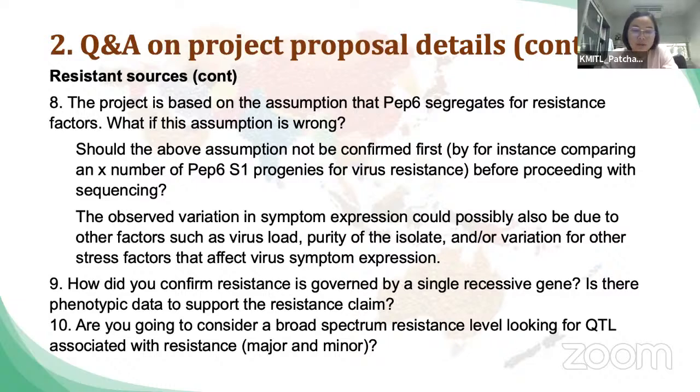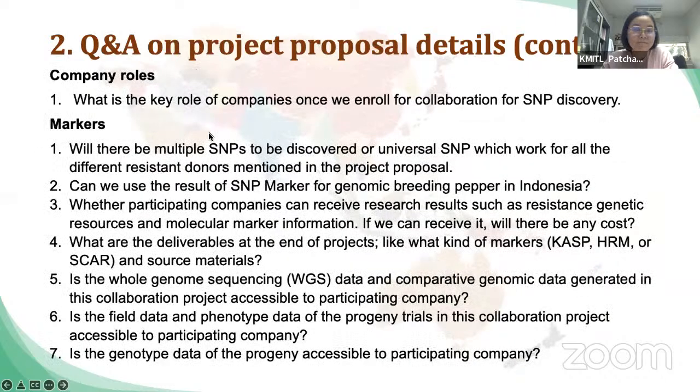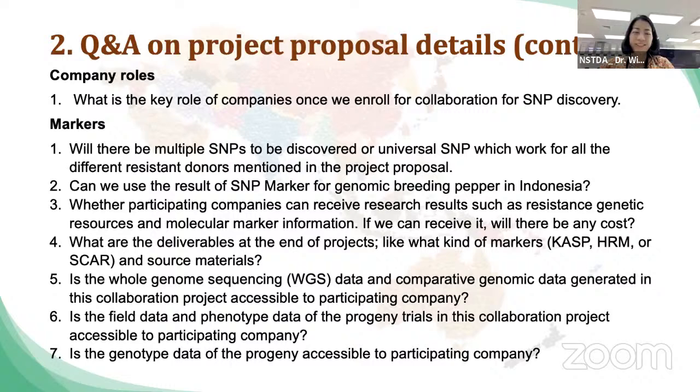Number 10, I'm going to consider a broad spectrum resistance in the F2 population of PEP6 crossed with PEP12. So we will test the QTL associated with resistance, and after that we get the SNP marker. I think the main role of the companies would be providing funding, and the scientists will take care of the experimental design, carrying out the experiment, and final analysis to deliver the location of the SNP markers that are linked to the resistance. For APSA companies who join the project, they will also receive the report that the scientists will keep updating.